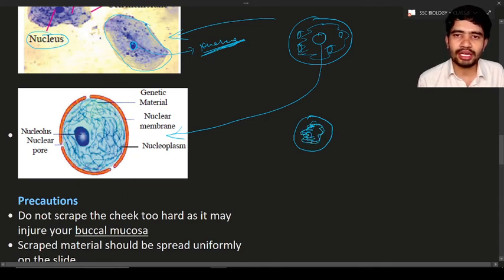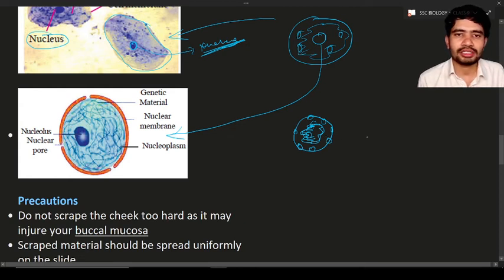And on the membrane, there are small holes. The small holes are present on the membrane of the nucleus. These holes are known as nuclear pores. Nuclear pores are nothing but small, microscopic holes present on the nuclear membrane. Okay, so this is about nucleus. And the fluid like material inside the nucleus is known as nucleoplasm.